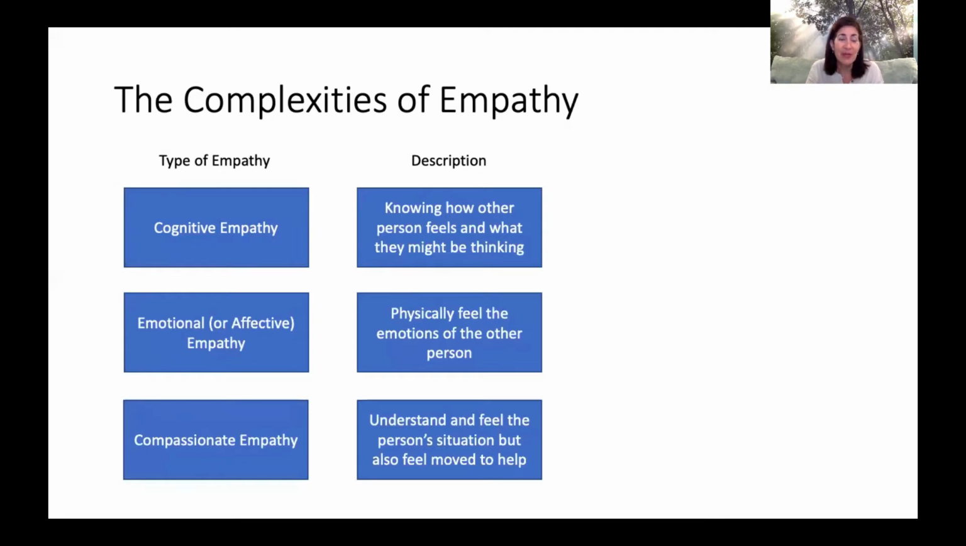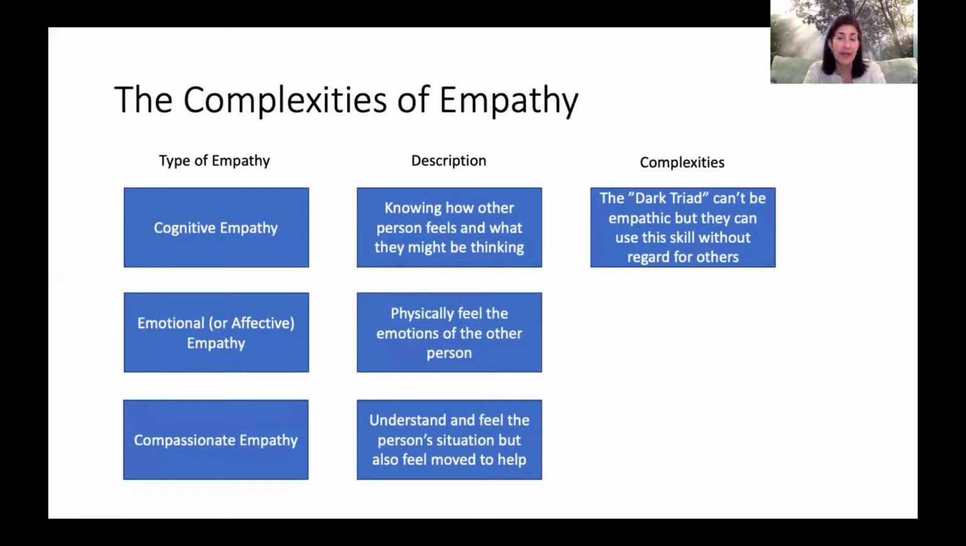So now I want to talk about the complexities of each of these three. And the first is that in cognitive empathy, the dark triad, which are the Machiavellians, the sociopaths, and the narcissists. So the dark triad, they don't actually have the ability to be empathic, right? It's not something that they actually possess. However, they actually have the ability to use this skill, right? They can very often know how other people might feel in a situation and therefore use it against them, right?